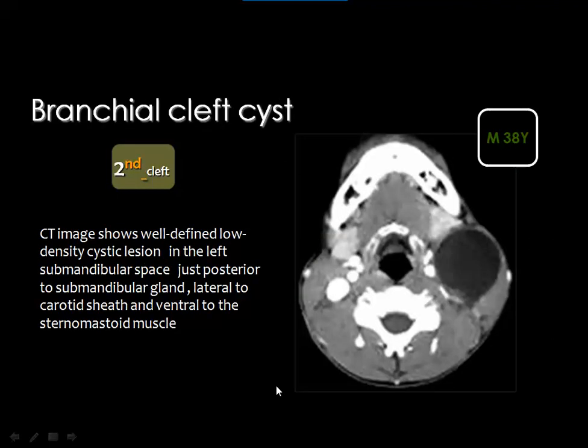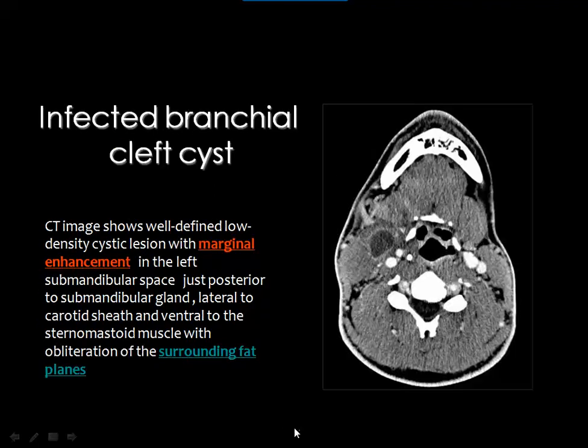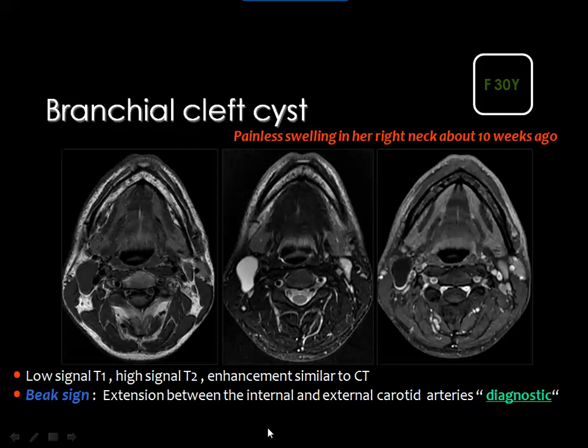And this is a big branchial cleft cyst in a typical location, anterior to the sternomastoid muscle, posterior to the submandibular salivary gland, and you may feel that this cyst is slightly protruding here. Then if the branchial cleft cyst is infected, it will be turned into an abscess, and the abscess will show marginal enhancement, and the fat planes around will be congested and showing some dirty appearance.